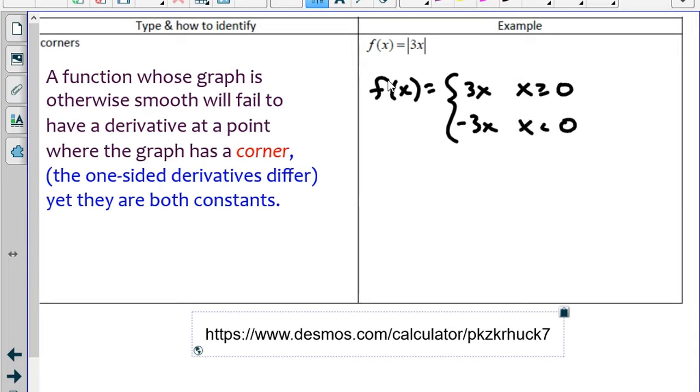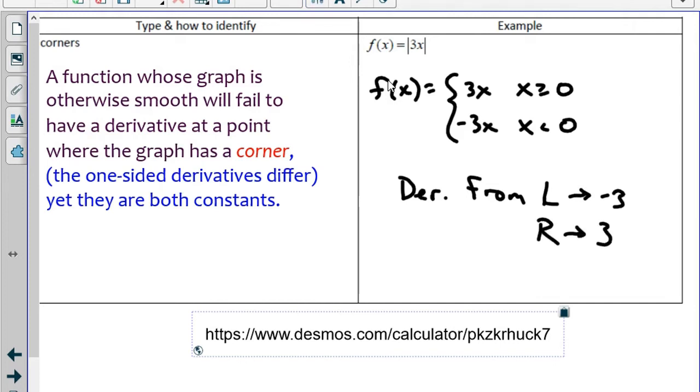So if we look at this and we actually took the derivatives, I'm not going to spend the time doing that right now using the long method. I'm just going to tell you that the derivative from the left is -3 and the derivative from the right is +3. And so what's going to happen if we look at the graph of the quote unquote tangent lines of this is that it's going to have two different horizontal lines.